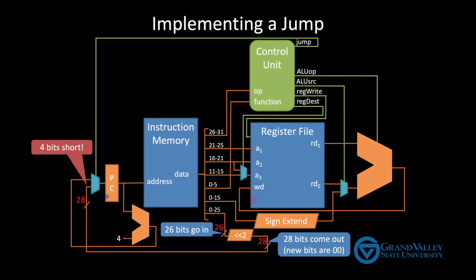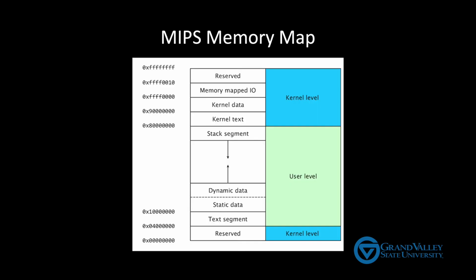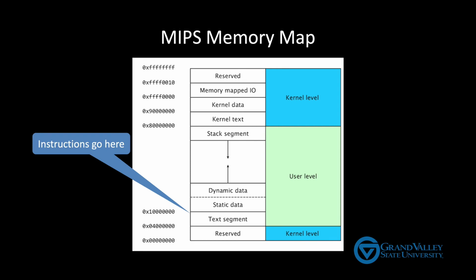You also need to set aside some space in memory for the operating system to use. This diagram shows the conventional addresses used for these purposes in MIPS. By convention, instructions are placed in what we call the text segment. Think of your source code as text, something you can read, in contrast to the values in your variables, which are called data.